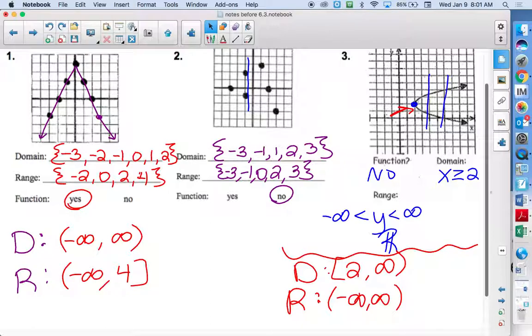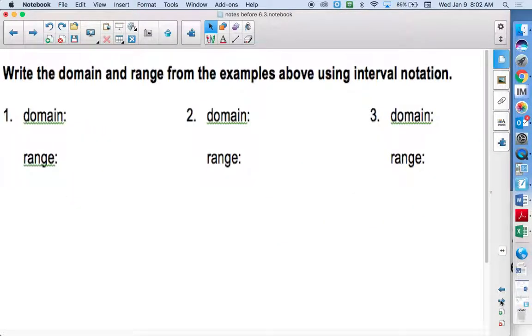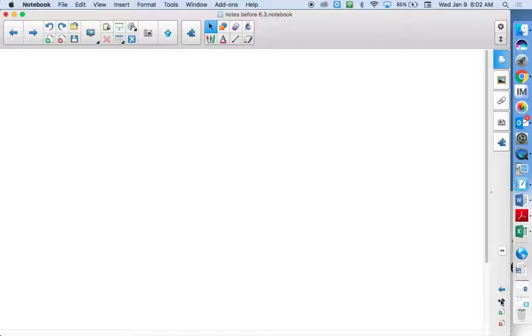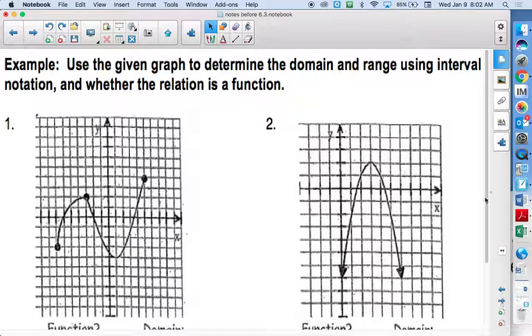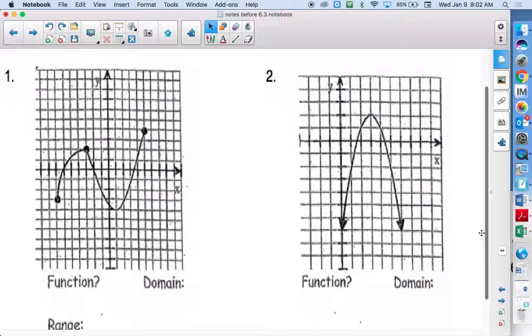Let's see. So when you flip the page, you'll see, I believe, 6 graphs, maybe 9. 6, looks like 6. They get increasingly more difficult as you work down through them. So our goal is to see if we can decide if it's a function, list the domain and range as intervals now. So now it's interval notation left to right.